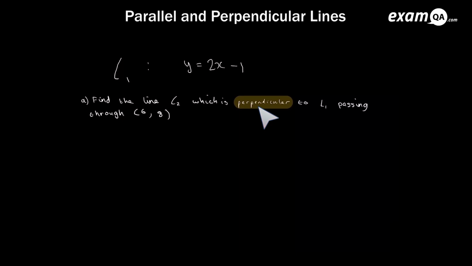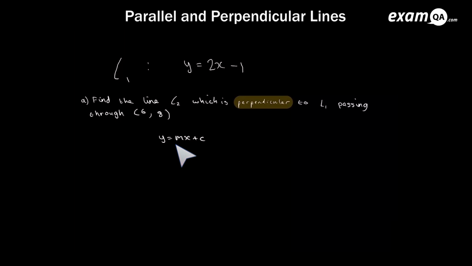And the key word is perpendicular. So it's not like parallel where the gradient's going to be the same. So how do we work out that gradient? Of course, we know the answer is going to be in the form y equals mx plus c, as with all lines. How do we get the m? So we need to think of a number which multiplies to the 2 and makes minus 1.